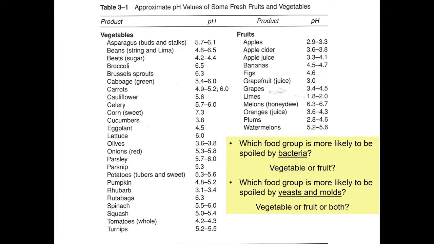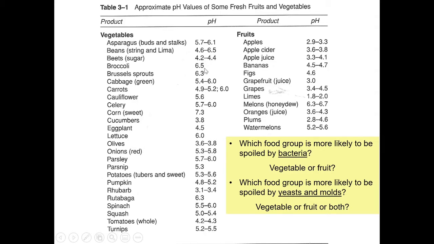So here we can take a look at which groups, which kind of foods, so which food products. If you choose any of these food products, you can kind of see which pH your product is going to be. That'll kind of give you an idea of which microorganisms are going to be able to cause contamination. So if we look at which food group is more likely to be spoiled by bacteria, we can see that our fruits have a pH that is pretty low. Most of them are around 3 to 4. Some are a little bit higher, but the majority are around 4, I'd say.